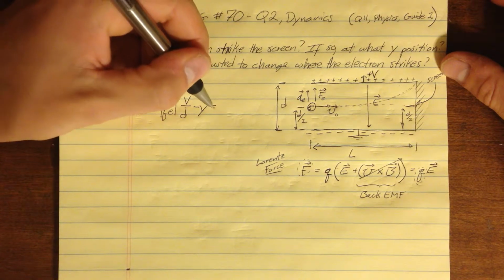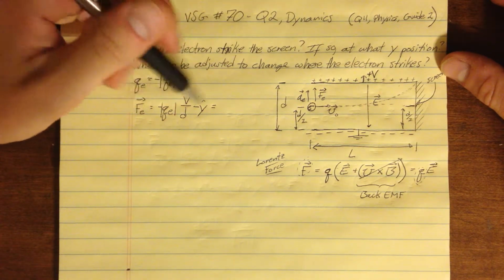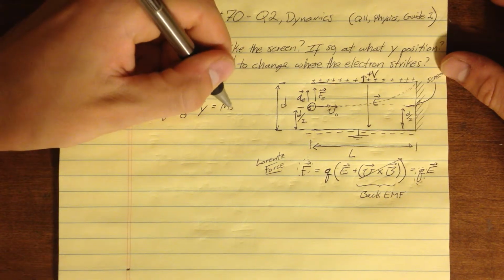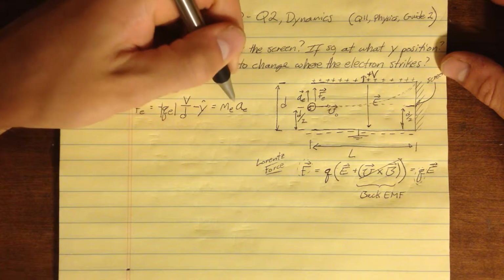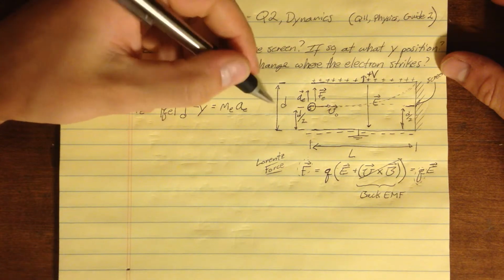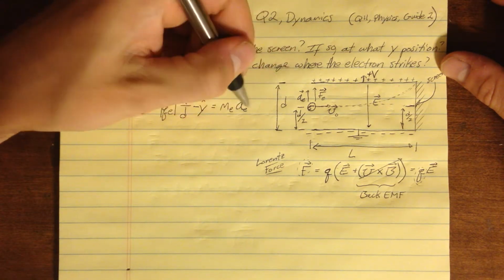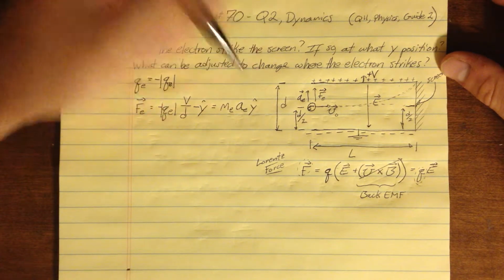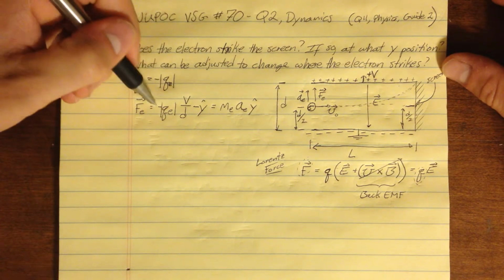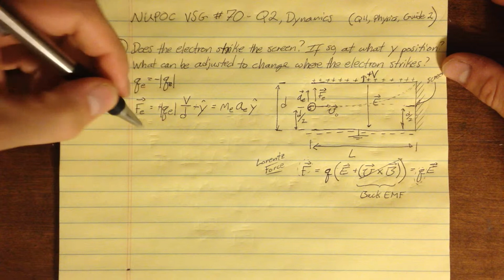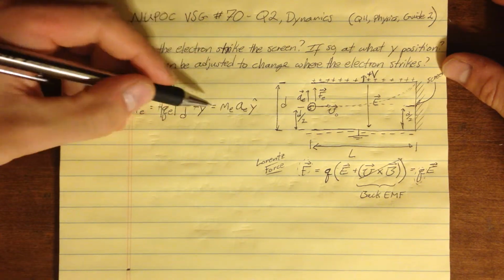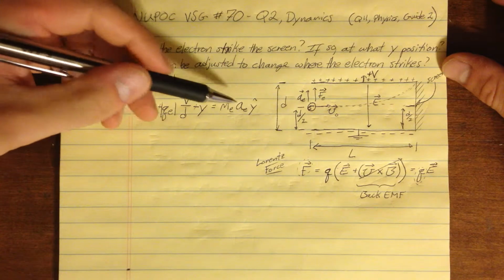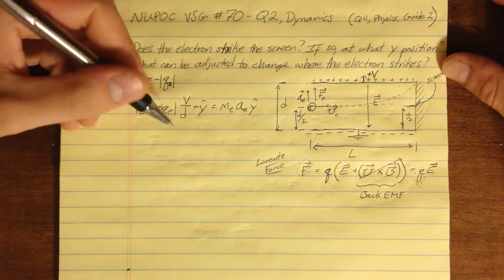Now we can also say F equals ma, so we can say Fe equals mass of the electron times acceleration of the electron, which I'll say is just ae, and it's in the y hat direction. Now we can take this negative sign and cancel it with this negative sign, and so we can move the mass of the electron over to the other side of the equation, and we can find out what the acceleration on the electron is.